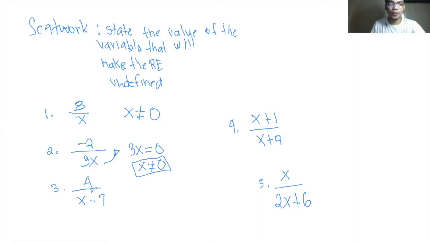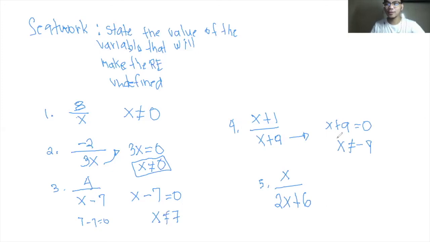Number 3. For number 3, the denominator is x minus 7, equate it to 0. And then by adding 7 on both sides, x will be equal to 7. If you let x equal to 7, then 7 minus 7 gives 0, and that will make it undefined. Number 4. The numerator, we don't really mind, our focus is the denominator. So that is x plus 9 equals 0. By adding negative 9 on both sides, we get x should not be equal to negative 9, because that will make the expression x plus 1 over x plus 9 undefined.